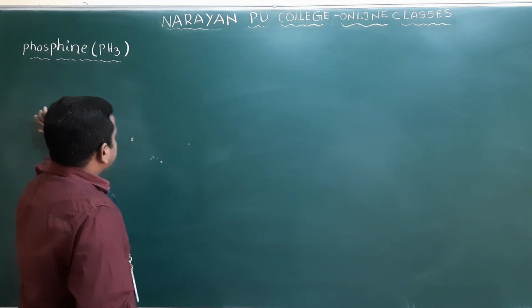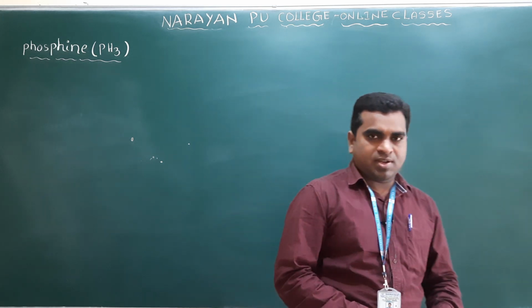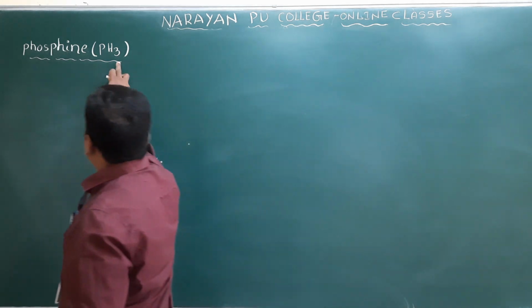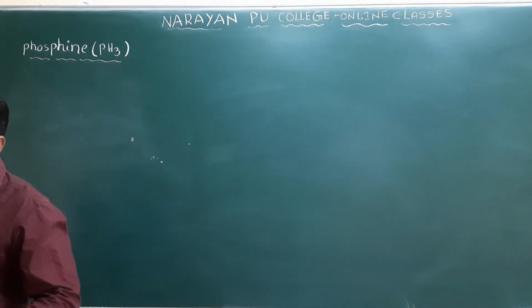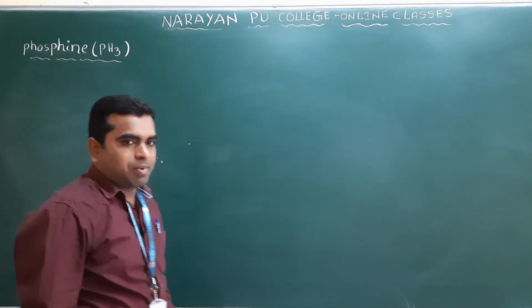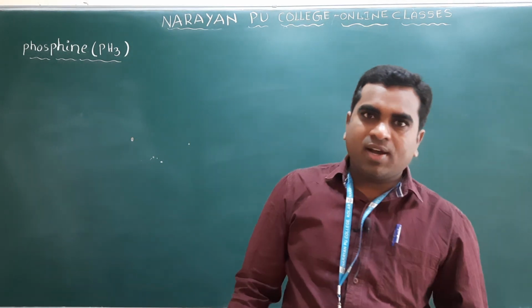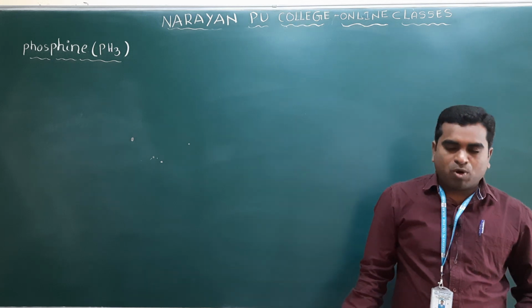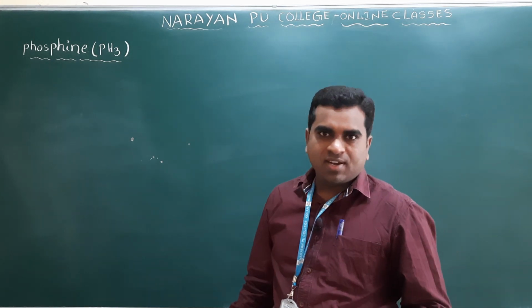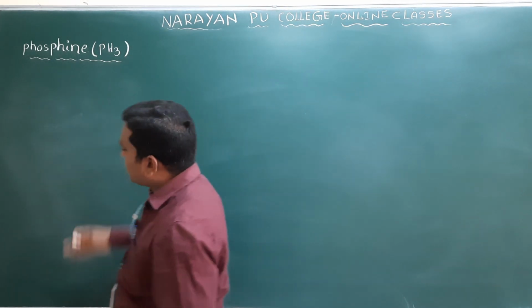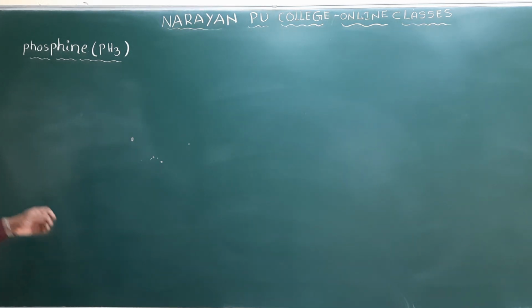And the next concept is phosphine. What is the formula? We have already discussed hydrides of 15th group elements. NH3 we call ammonia, PH3 we call phosphine, AsH3 arsine, like we have discussed. So this is phosphine. Now we have to write the preparations and properties one by one.